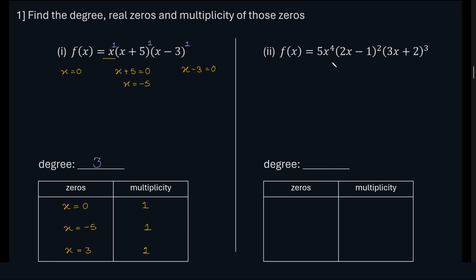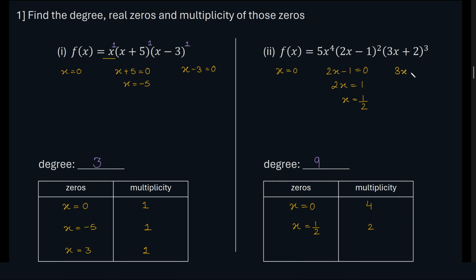Second, it's again in factored form. So the degree is 4 plus 2 plus 3. That's 9. Equating them to 0, we get x equals 0 with a multiplicity of 4. 2x minus 1 equals 0. Add 1 on both sides, and then divide by 2. So that's x equals 1/2 with a multiplicity of 2.